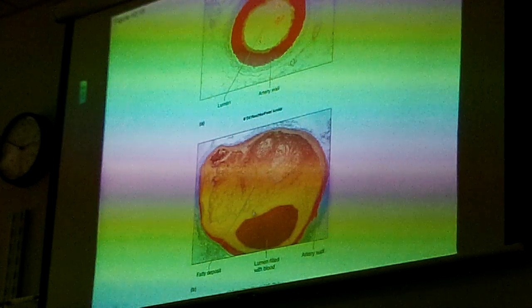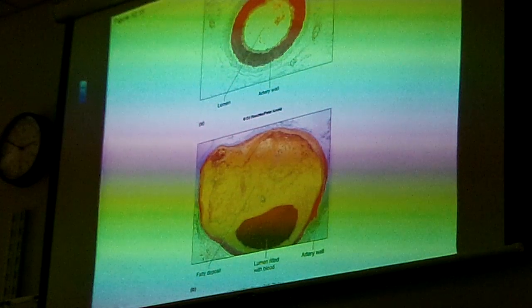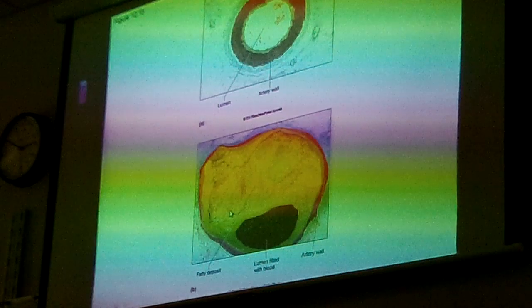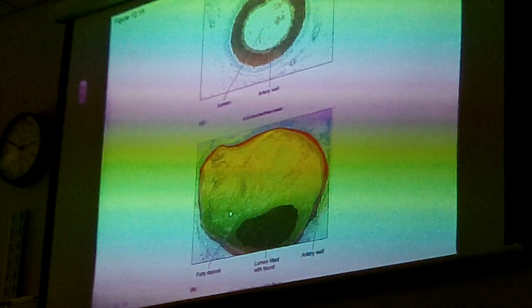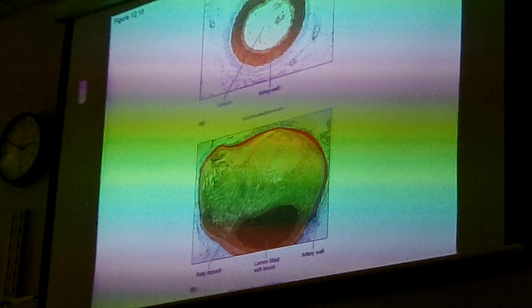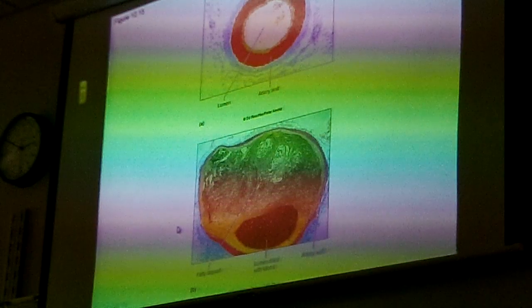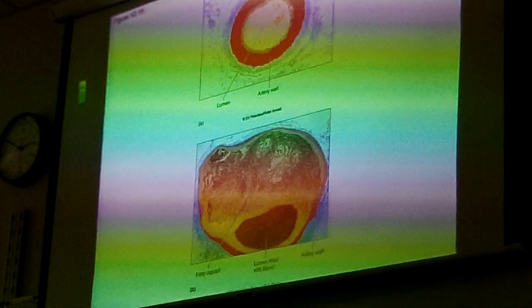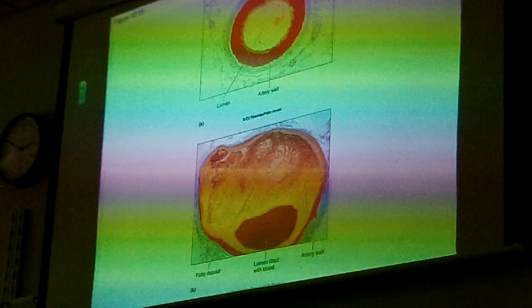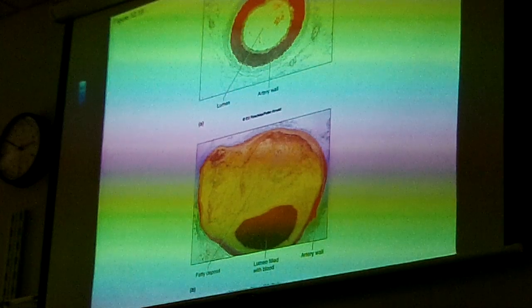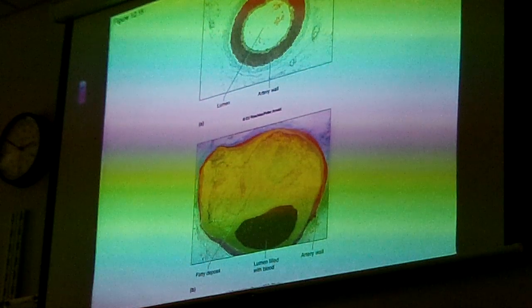My stepdad has that. Has a bunch of fat in his blood vessels? No, atherosclerosis. Yeah, that. Yeah, that's fat in your blood vessels. Yeah. Mm-hmm. Most old people have it. Because, okay, well, I mean older.